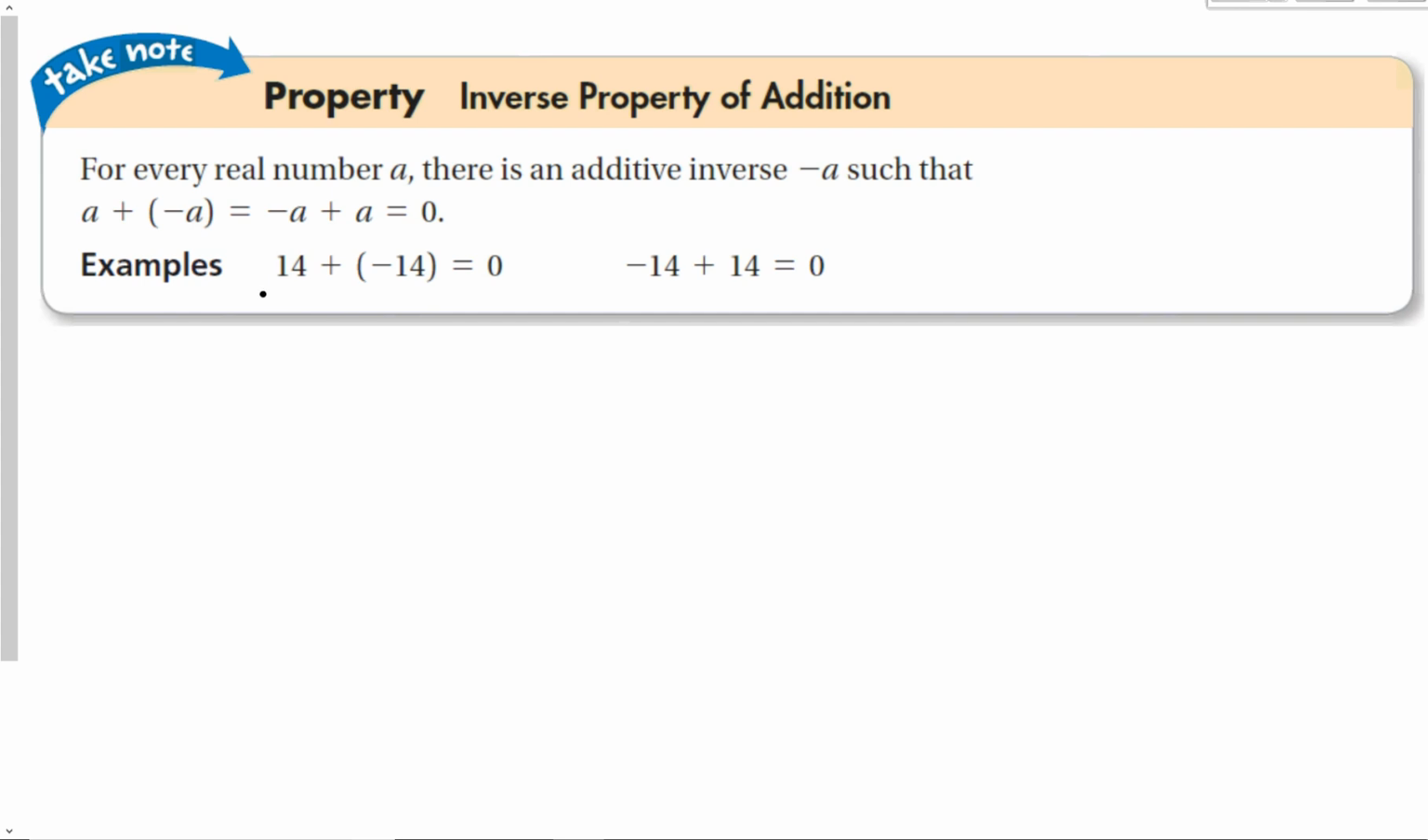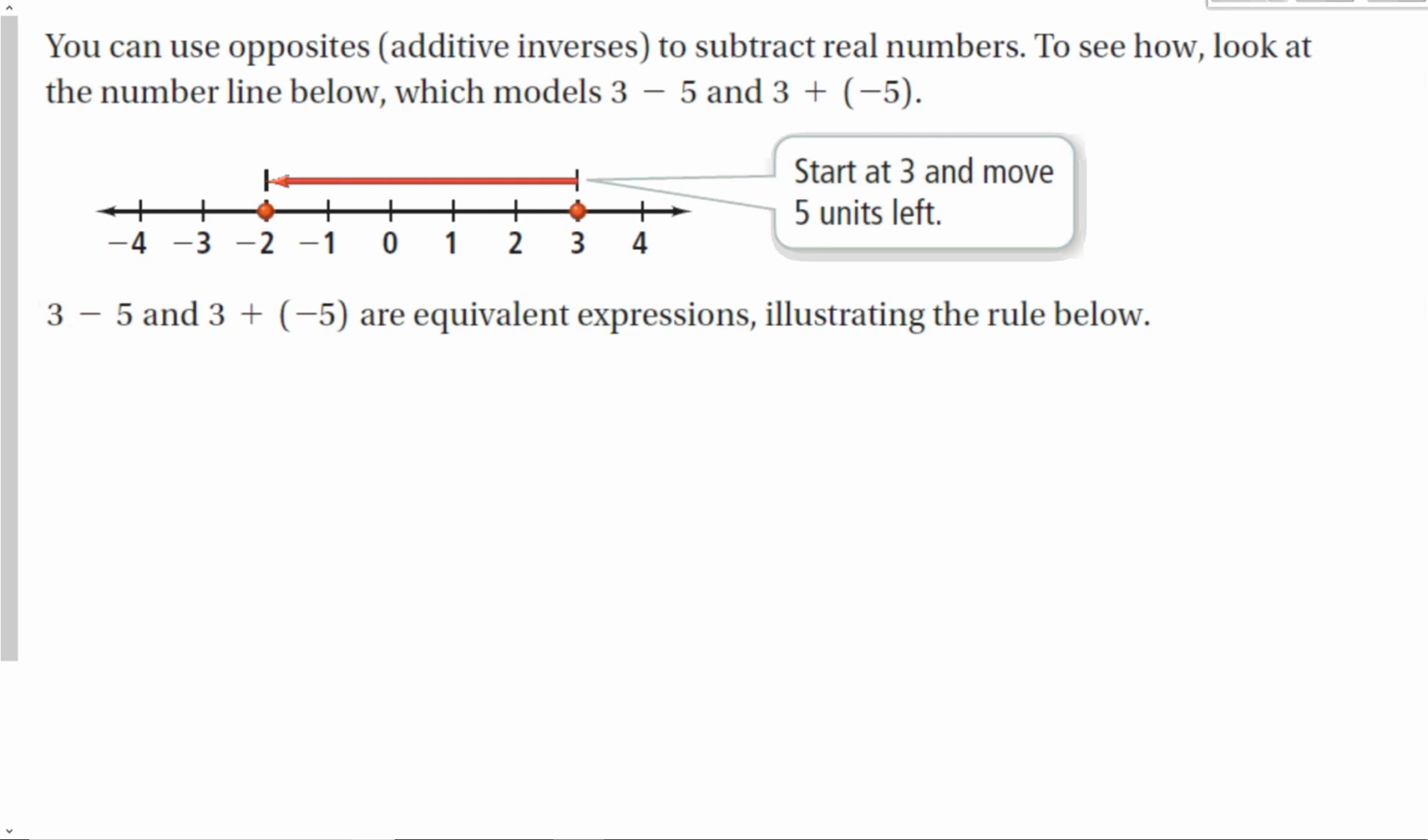So for my example, we have 14 plus a negative 14, that's 0. They're opposites. One is a plus 14, one is a minus 14. Same thing over here. One's a negative 14, one's a positive 14. When I add these two things together, I get 0. So why do we care? Well, we can use these opposites, these inverses, to subtract real numbers. This is just another way to think about subtraction. And in fact, with our number system, subtraction really is just addition.